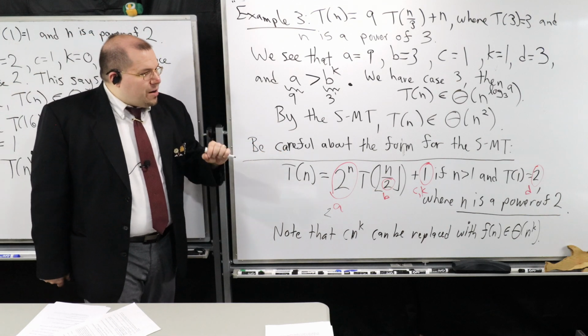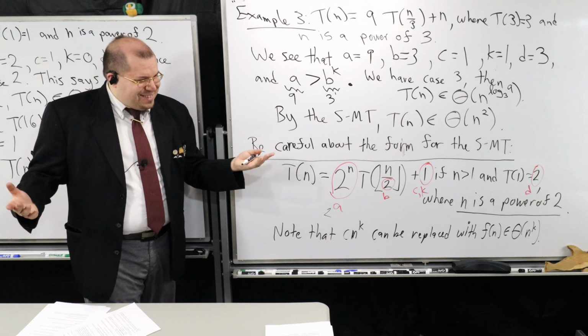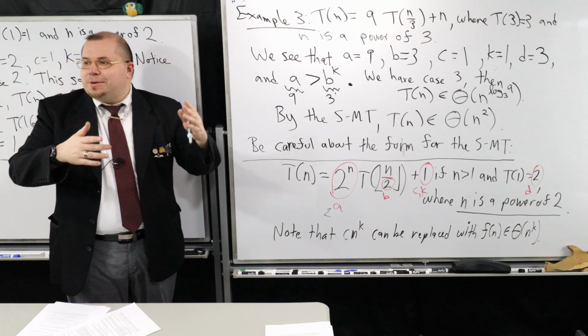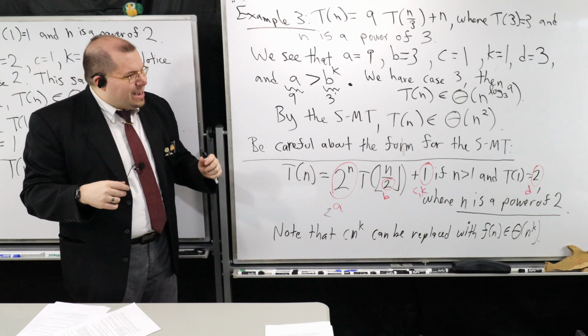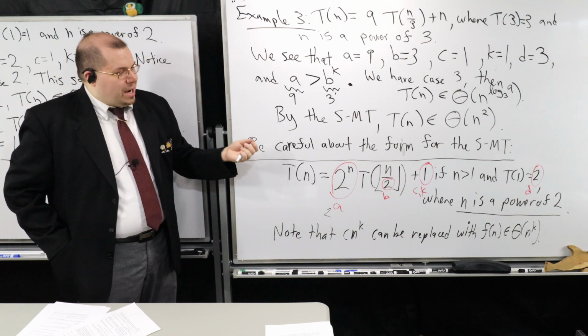So just be very careful when you look at different recurrence relations. Because, like I said, sometimes there's just a little bit of fat in the description of the recurrence relation, and it really is just something redundant.